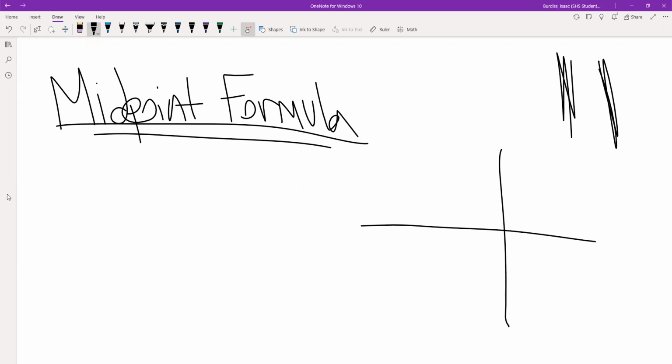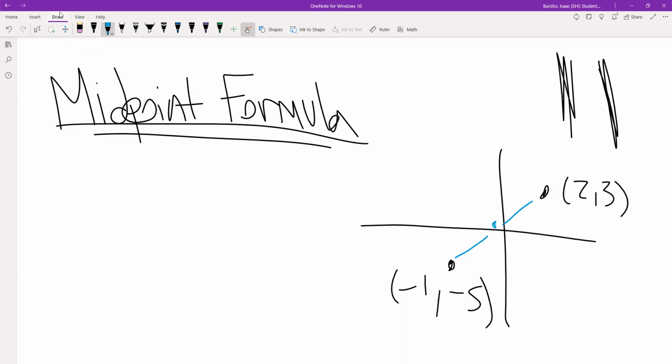Well, in case you didn't know, let's say we had a point here, (2, 3), and a point here, (-1, -5). Obviously, this is not to scale, so just saying. Let's just say we had those points. The midpoint would be the point between them. And I'm not saying that's exactly where it is, but that's just what a midpoint is.